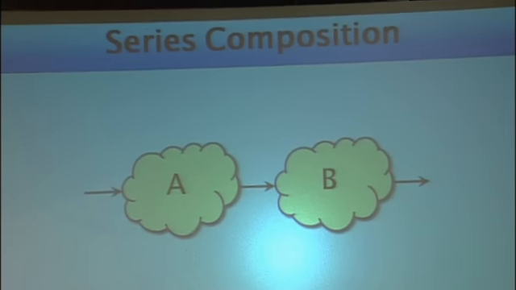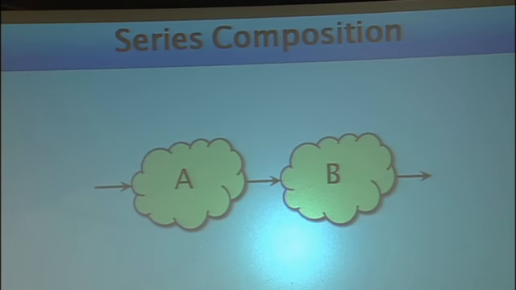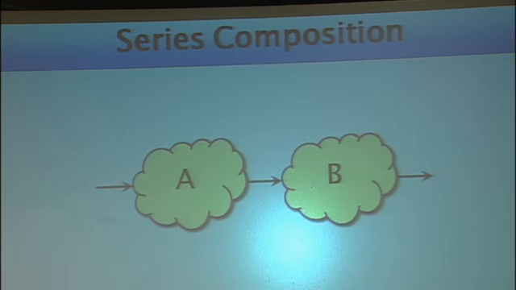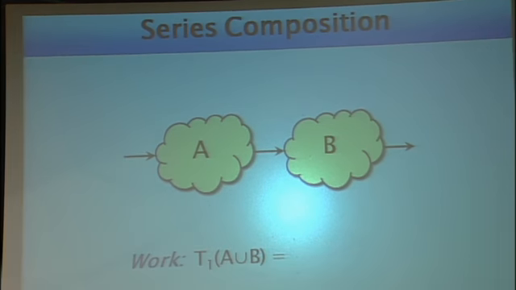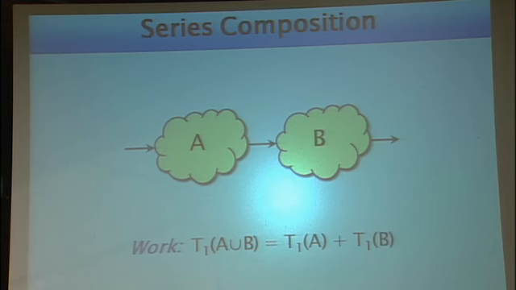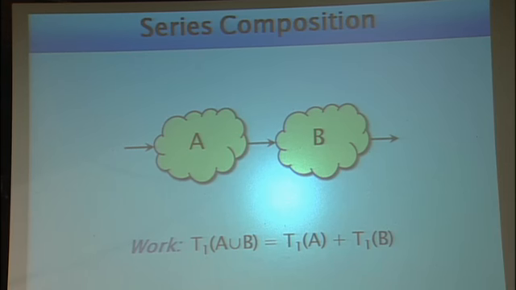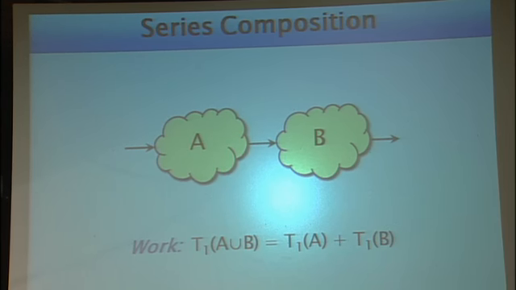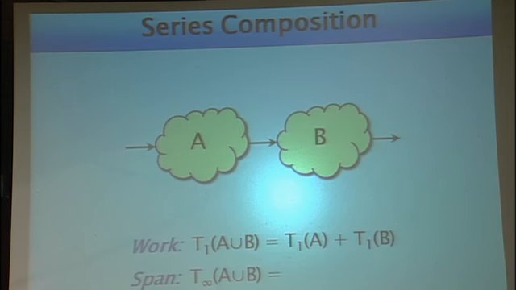So let's see what happens to work and span in terms of how we can understand our programs and decompose them. Suppose that I have a computation A followed by a computation B, and I connect them in series. What happens to the work? How does the work of this whole thing correspond to the work of A and the work of B? Yeah, just add them together. You get T1 of A plus T1 of B. Take the work of this and the work of this. That's pretty easy. Okay, what about the span?